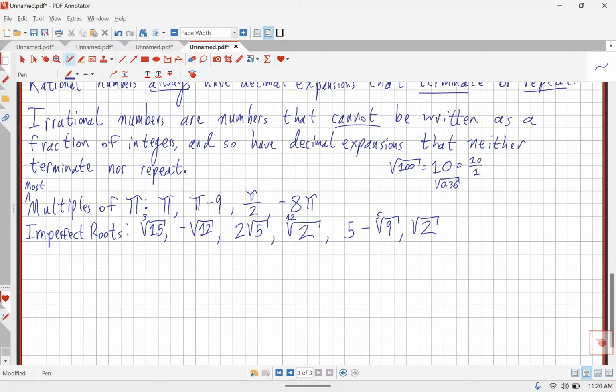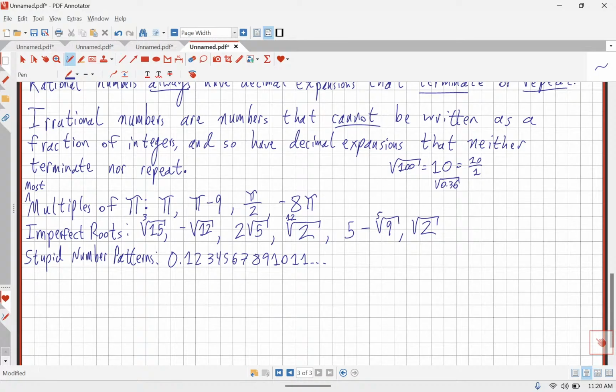Got a pencil? Absolutely. Okay. Guys, there's this other thing that we have to worry about. The first flavor is multiples of pi. Second flavor is imperfect roots. And then the third flavor is stupid number patterns. Just dumb stuff like this: 0.1234567891011. You get it?